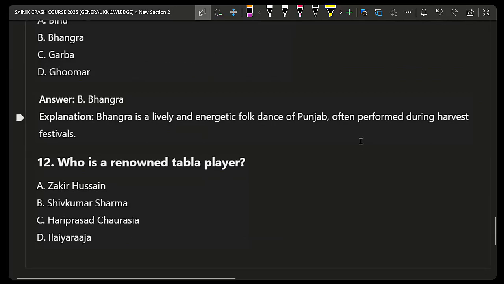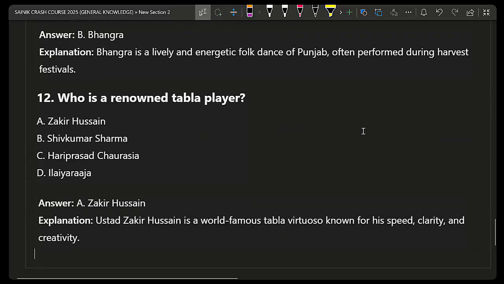You know, Zakir Hussain passed away recently, I think in the month of December last year. Ustad Zakir Hussain is a world famous tabla virtuoso known for his speed, clarity, and creativity. So, as a famous tabla player, Zakir Hussain. Next question.